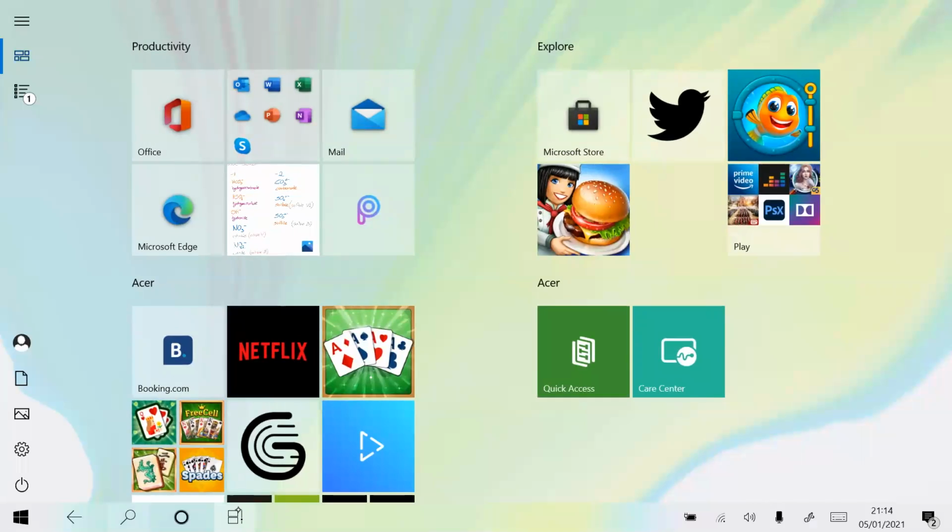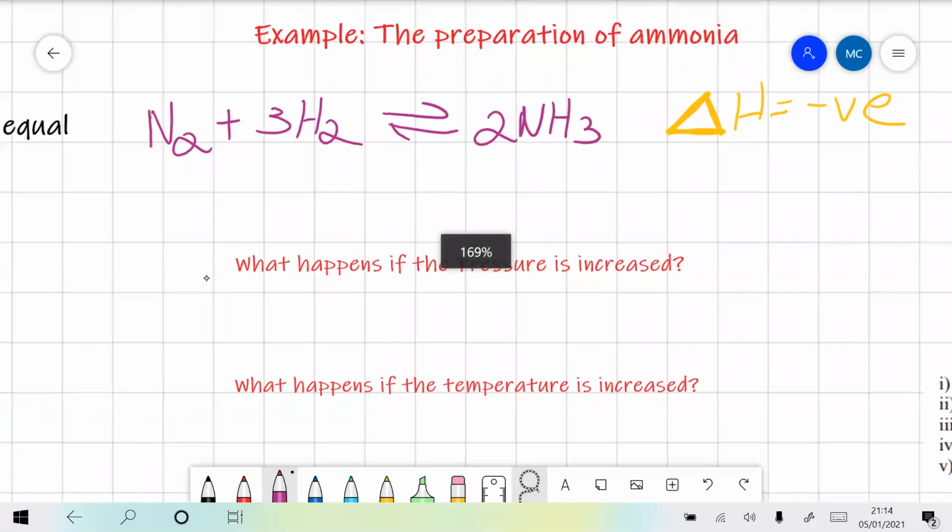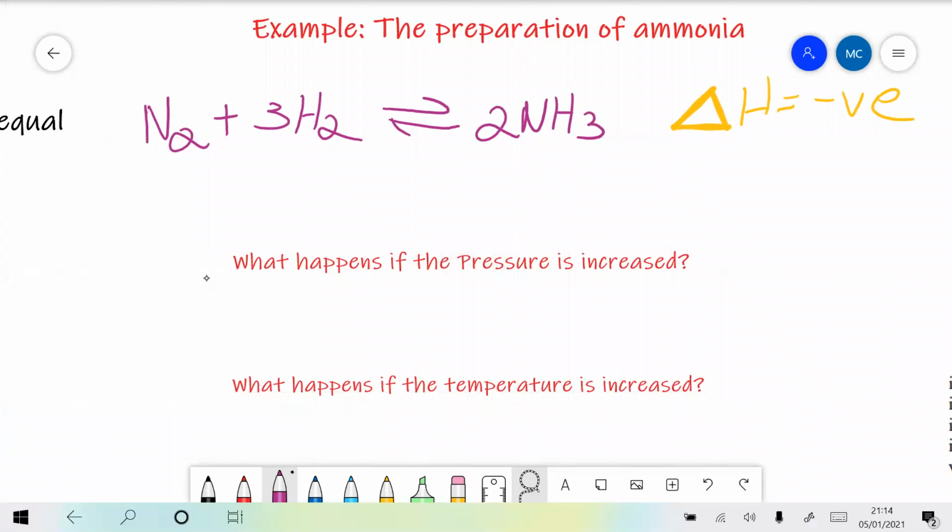Okay, so we will be discussing how ammonia's equilibrium is changed when we change the pressure and the temperature. Actually, how do you think the equilibrium will change? What do you think will happen to a reaction at equilibrium when we change the pressure and the temperature?